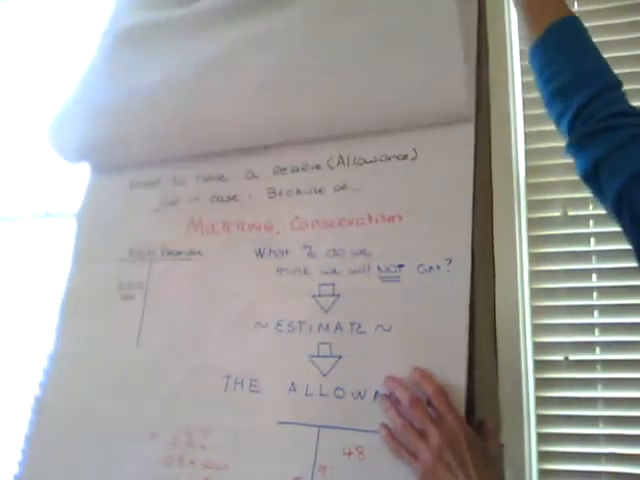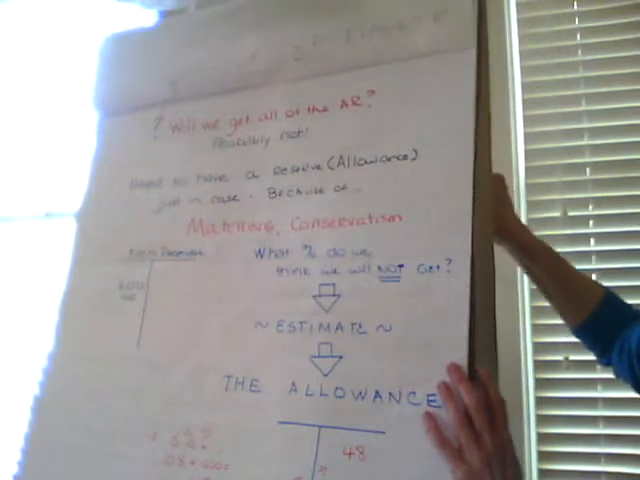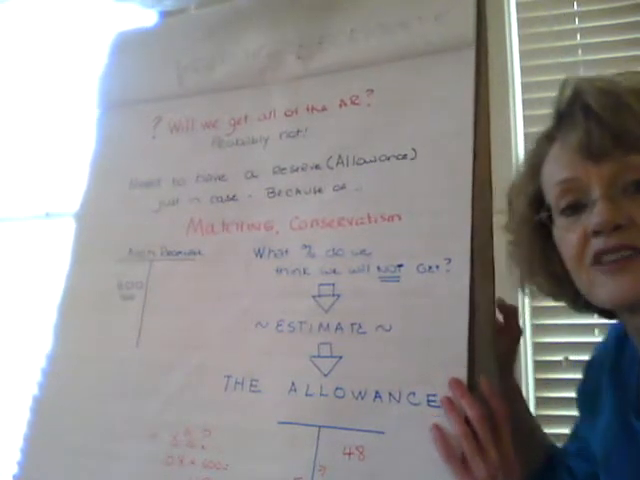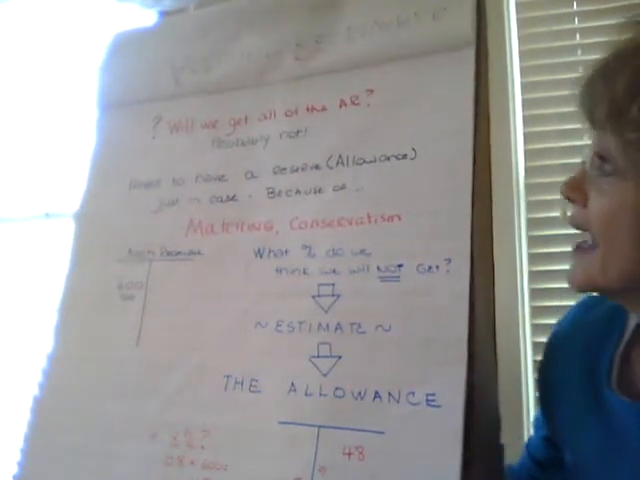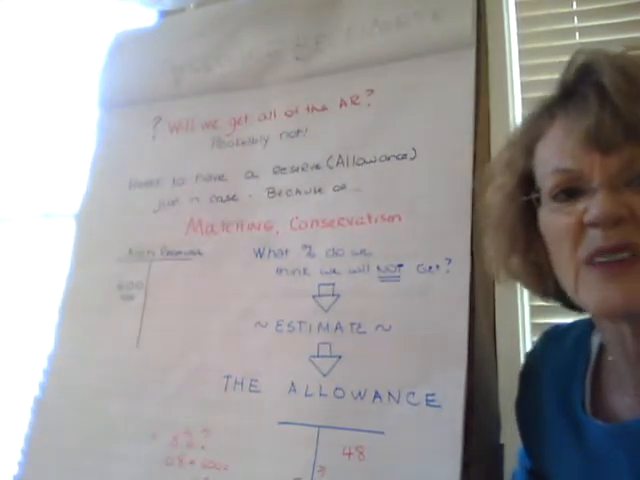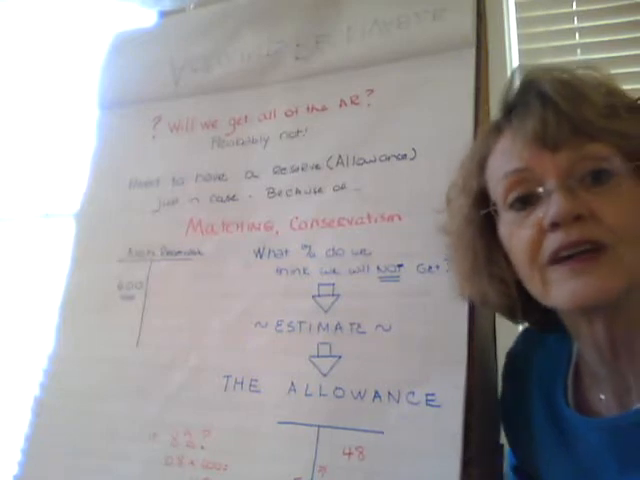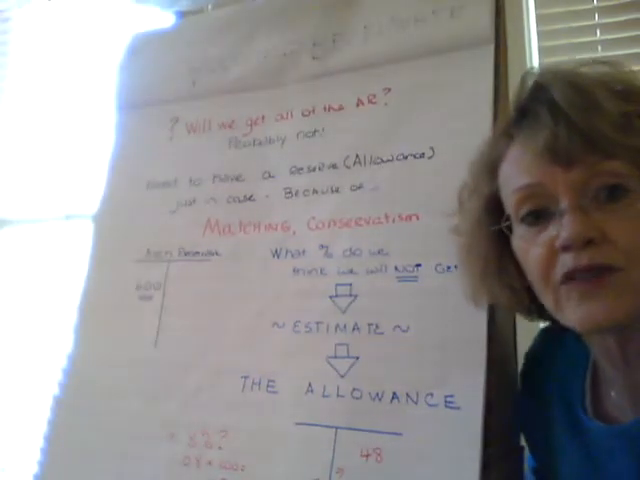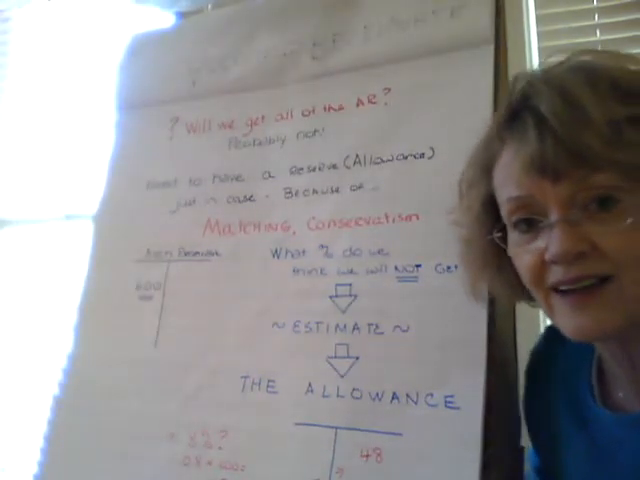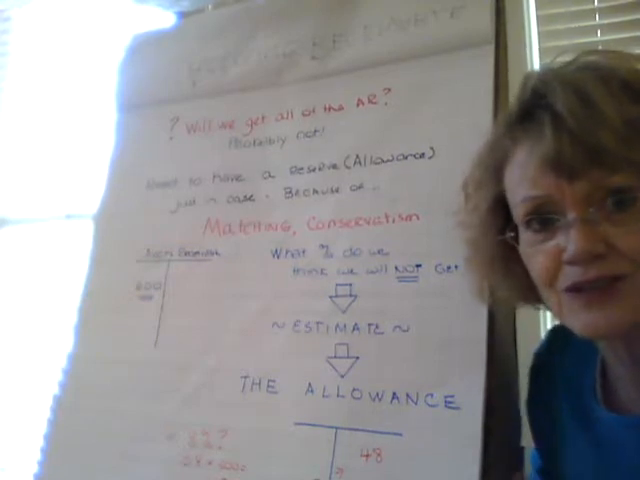I'm going to keep trying to collect that from all our different clients, and let's just say that's several clients. It's not just one. Will we get all of the receivables? I say probably not. We need to have a reserve or an allowance to just sort of handle something, like a contingency, just in case.